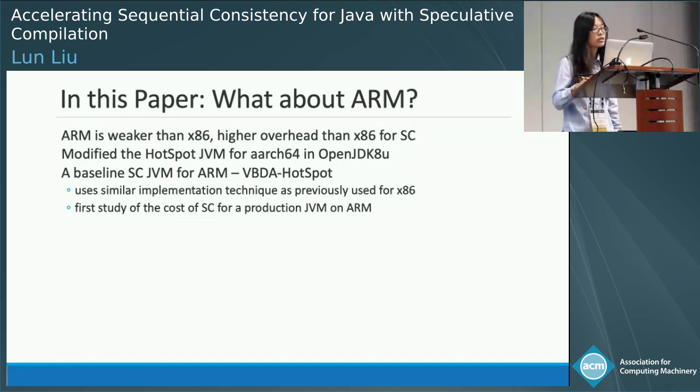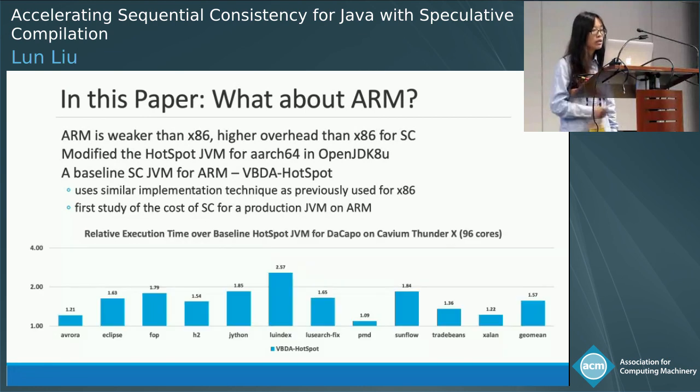Just to give a quick highlight of the results: here I show the results for the DaCapo benchmark, tested on a 96-core ARM server with a Cavium ThunderX CPU. The y-axis shows the relative execution time over the baseline HotSpot JVM, so lower is better. From the results, the average overhead is 57%, which again is less than what we expected. But if you look at the maximum overhead, it is 157%, which is quite high.